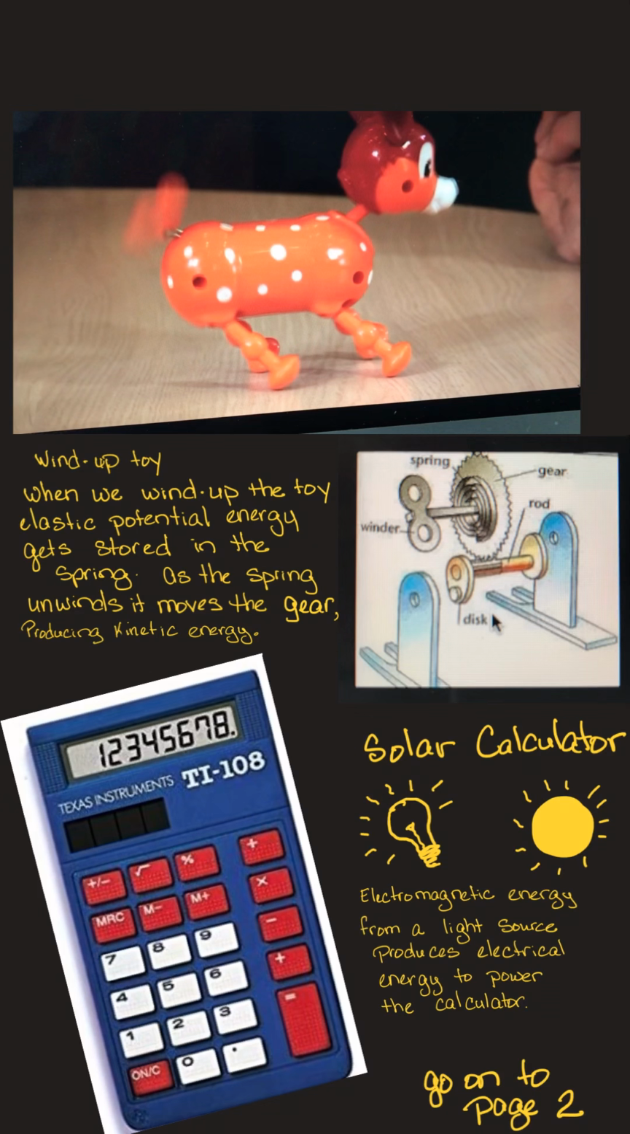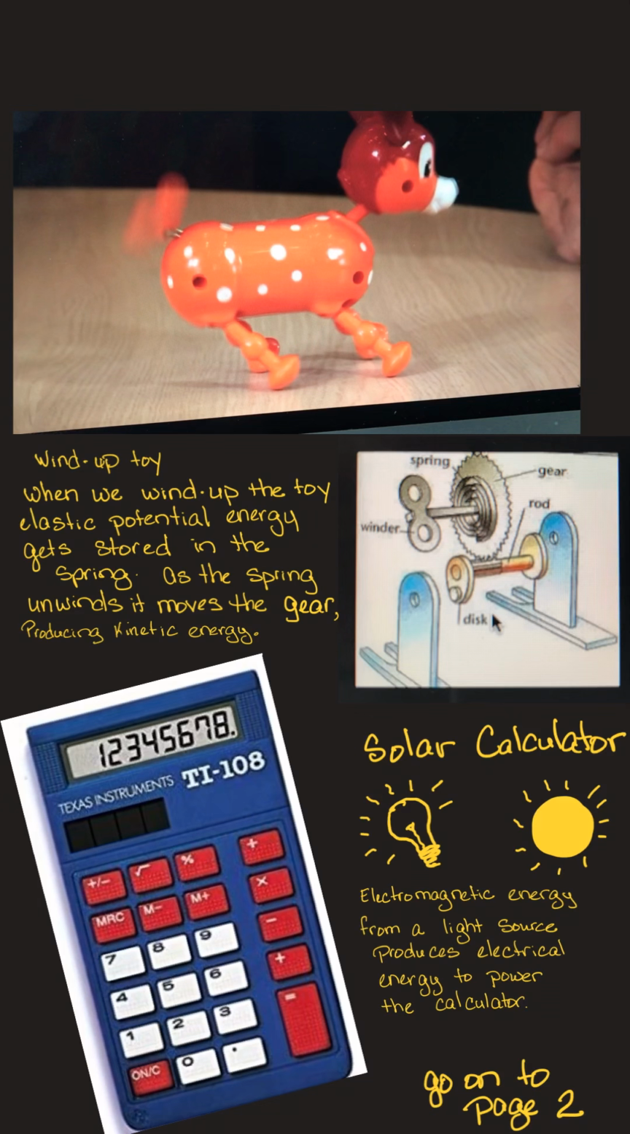Next, let's take a look at the solar calculator. The solar calculator receives its energy from electromagnetic energy from a light source, either a light bulb or the sun. This type of energy travels in waves to the solar panel on the calculator. This light source produces electrical energy to power the calculator.